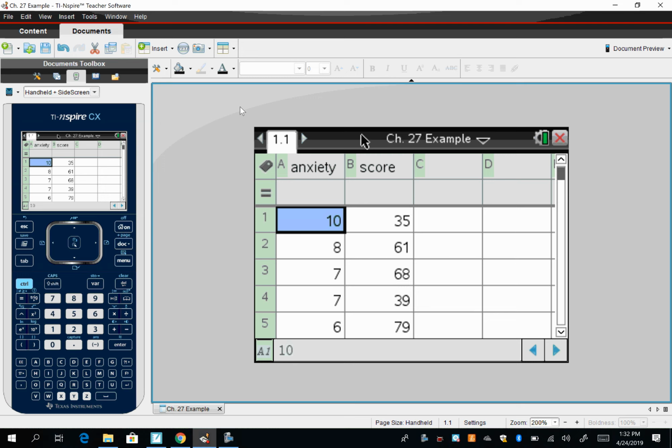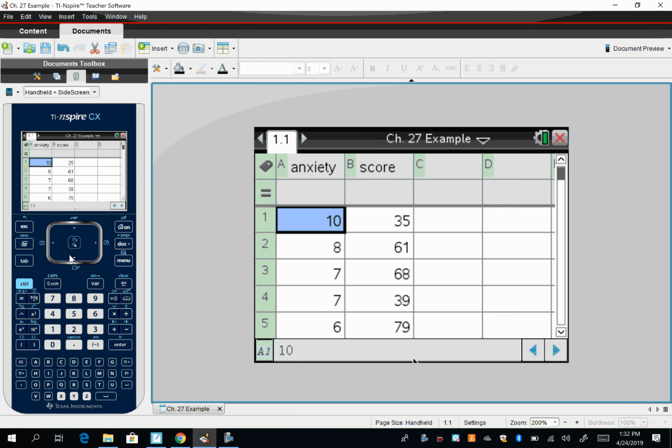Okay. First, we have to decide. Do you think anxiety level influences or explains test score? Or do you think test score explains anxiety level? Both. Right? But most likely, I think, it's the first one: that your anxiety is going to explain how you do on the test.